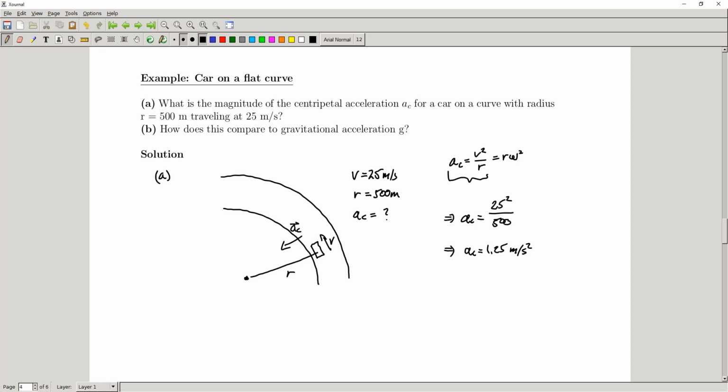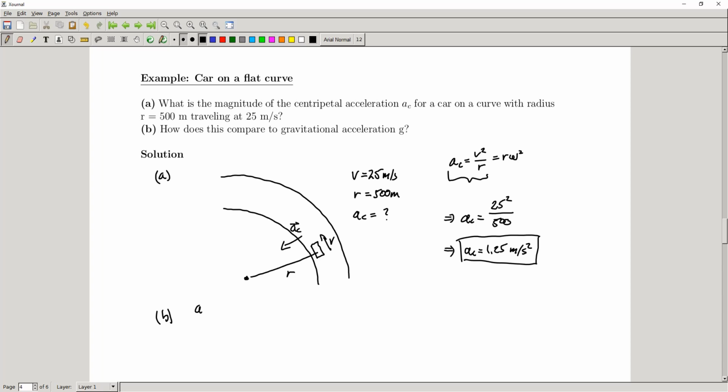So the car is experiencing an acceleration of 1.25 meters per second squared pointing inwards as it's going around the turn, okay? And that would be the answer for part A. In part B, what are we looking for? How does this compare to gravitational acceleration? When we're asked how it compares to gravitational acceleration, we're talking about how many g's this thing is experiencing as it's going through this turn.